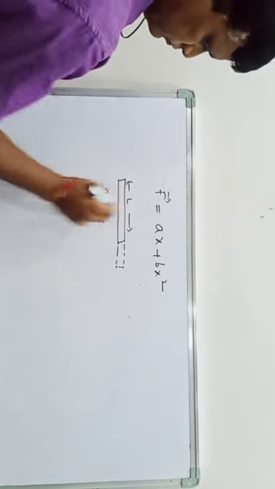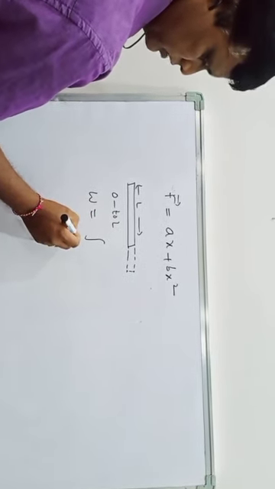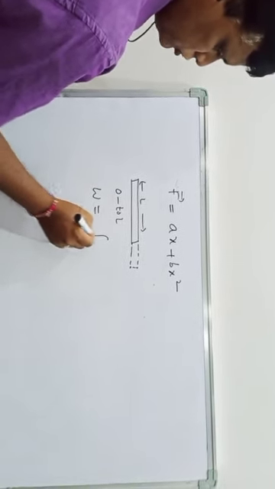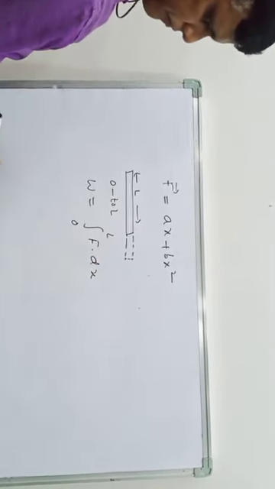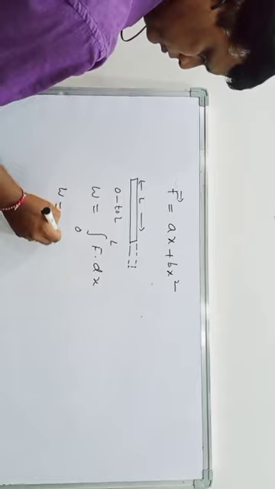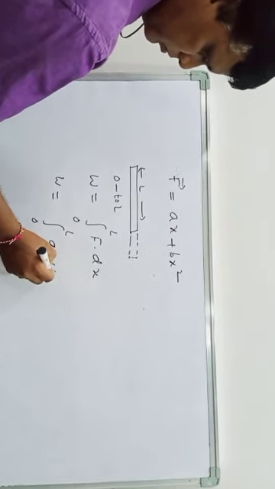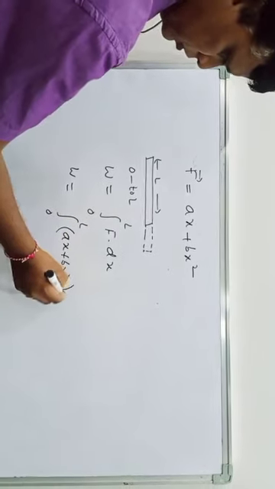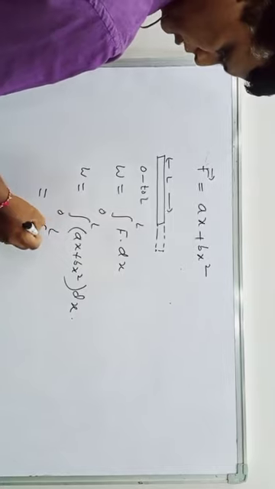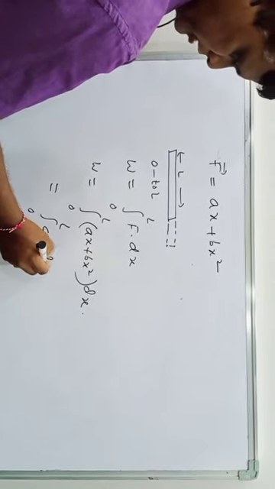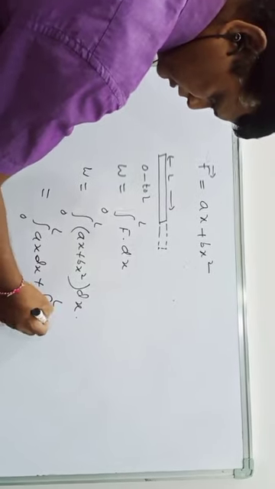Now there is a work done by the unstretched rubber band, integral 0 to L of F dx. W is equal to integral 0 to L of (ax plus bx square) dx. Variable separable: integral 0 to L of ax dx plus integral 0 to L of bx square dx.